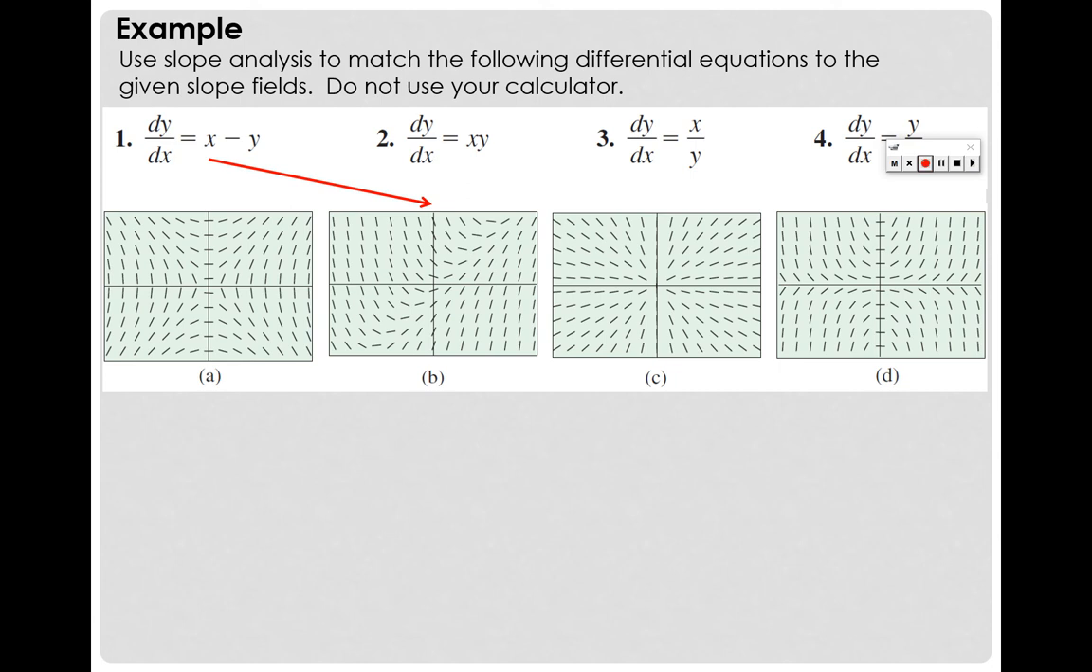Let's see. Do I see slope 0 on the x-axis? No. Slope's like straight up. Do I see slope 0 along the x-axis? Oh, maybe I kind of do see slope 0 along the x-axis. Yeah, I think I sort of do.